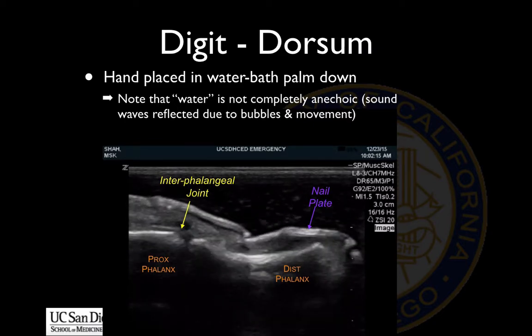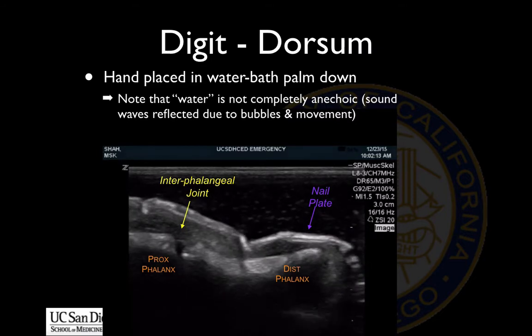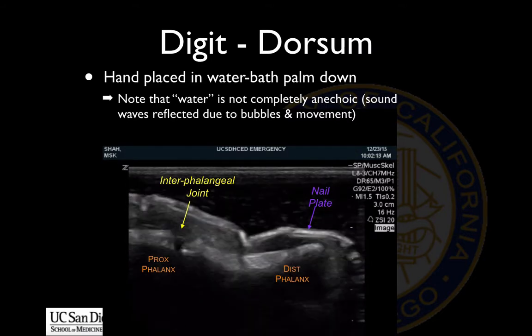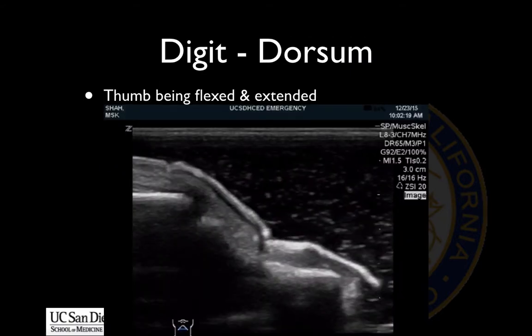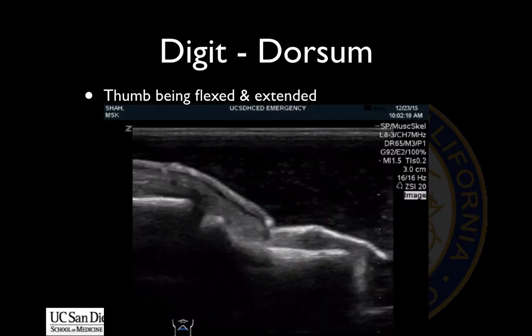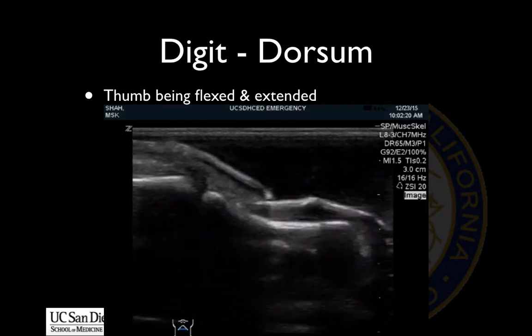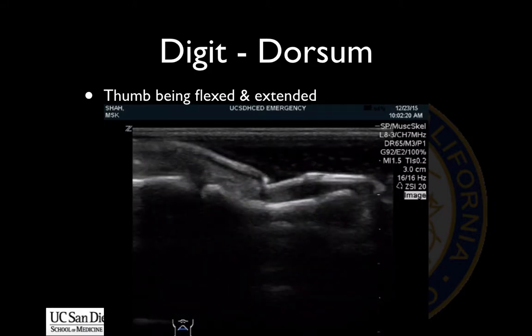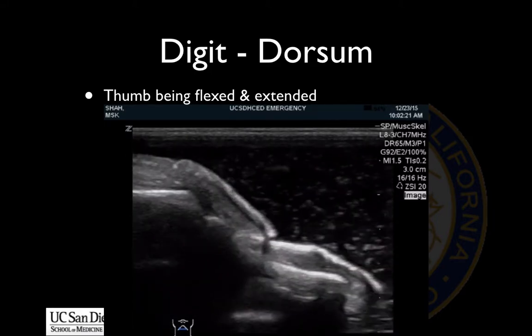Overall, various structures can be visualized from the dorsum of the digit, including the interphalangeal joint space. In this video, the thumb is being flexed and extended. Extension of the distal phalanx is primarily performed by the extensor pollicis longus tendon, which inserts into the base of the distal phalanx.